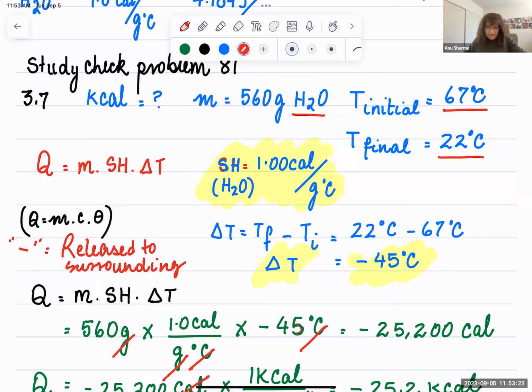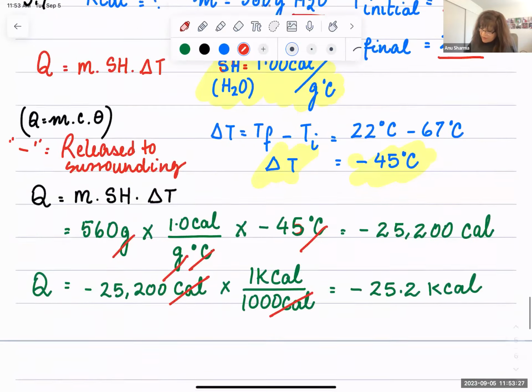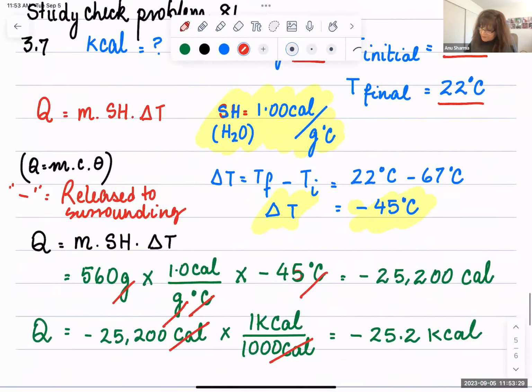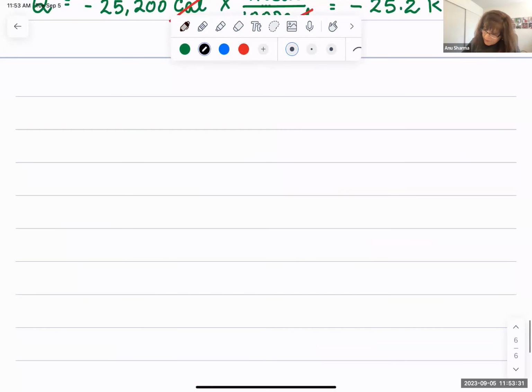All right, next is the change of state. Next is number 6. So hold on to your questions, we have to finish this.